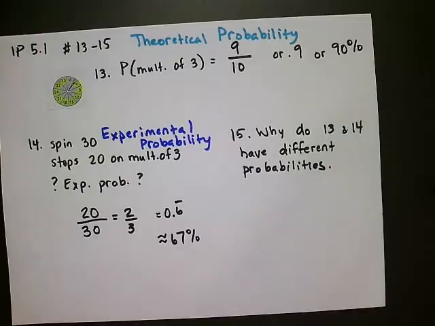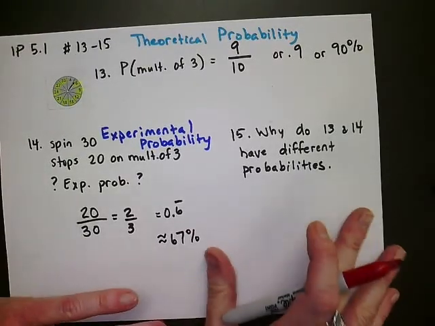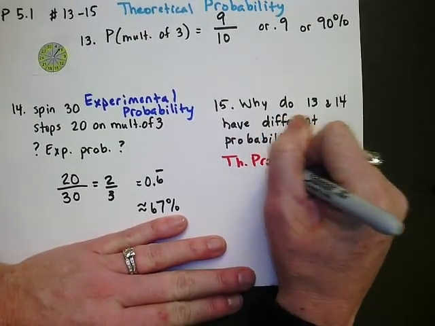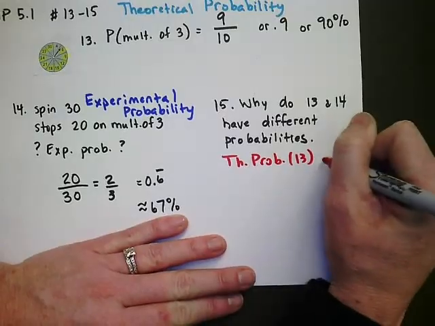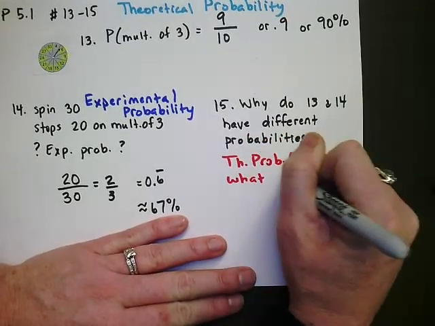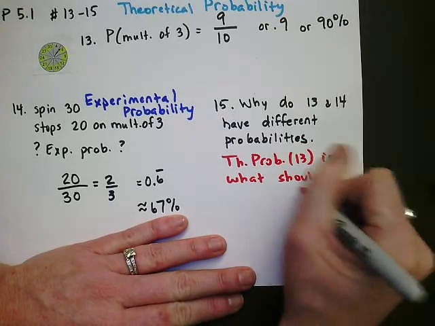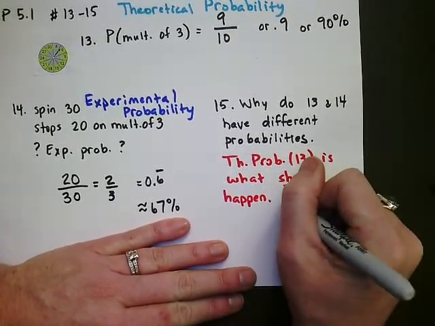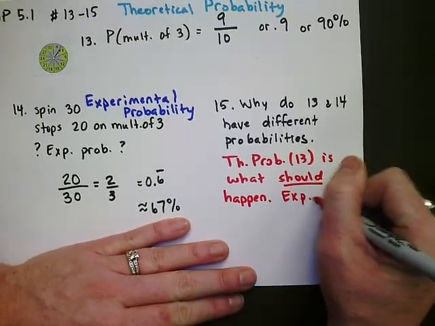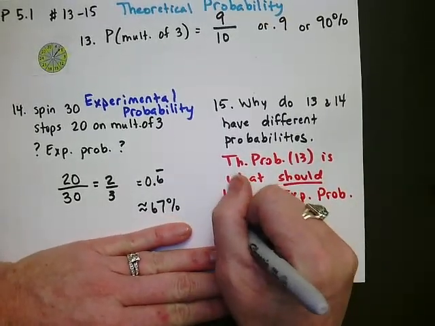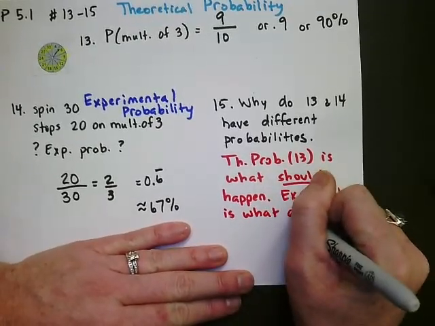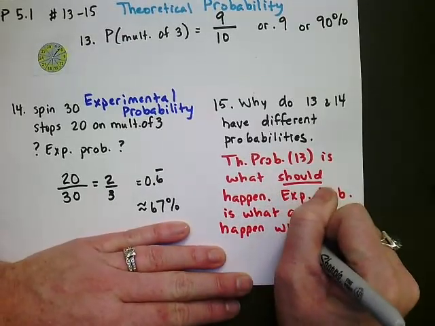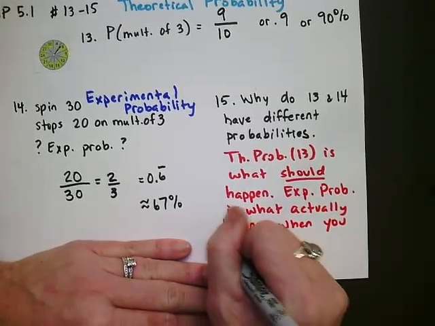It's what we expect to happen, okay? So let's get that in some words here. Why do 13 and 14 have different probabilities? So I'm just going to abbreviate the theoretical probability, which is from number 13, is what should happen, and that's key. Experimental probability is what actually happens when you run trials.